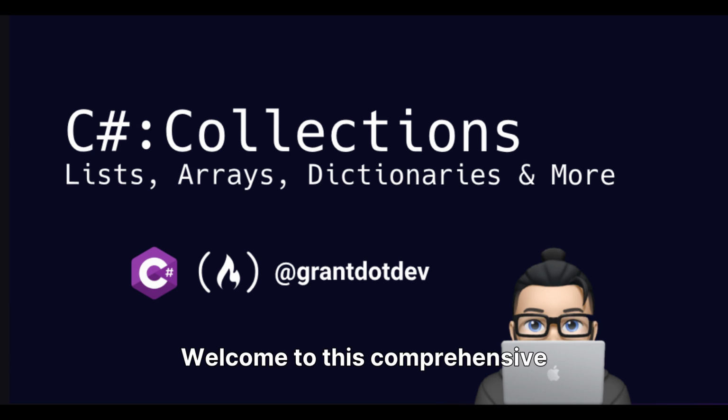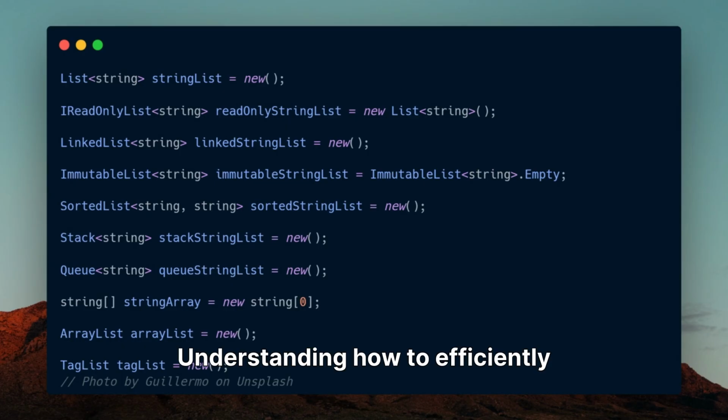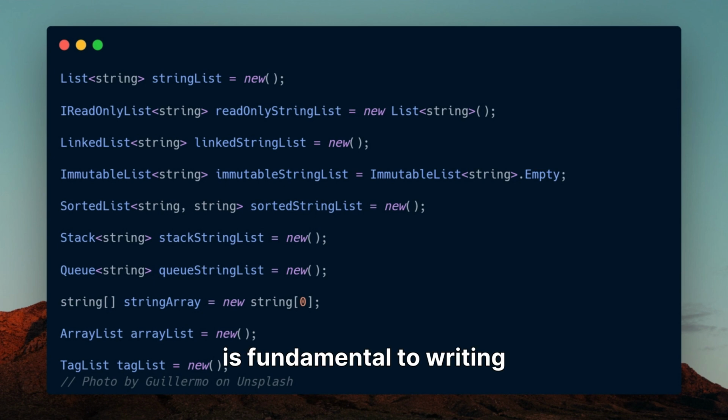Welcome to this comprehensive guide for beginner C# developers. We'll focus on collections, fundamental for managing data effectively in your programs. This tutorial covers key concepts. Understanding how to efficiently manage groups of data is fundamental to writing efficient and organized C# code. This skill is crucial for building robust applications.